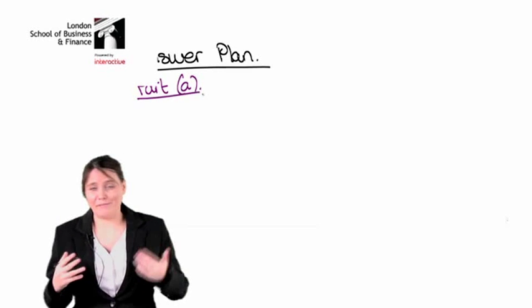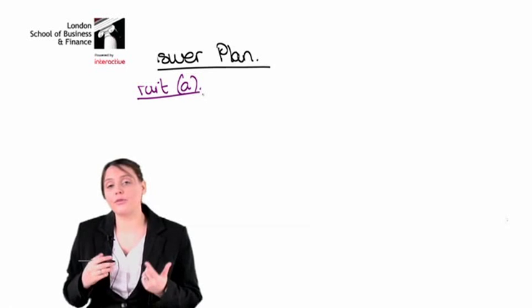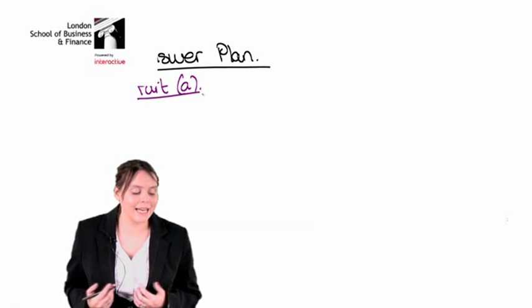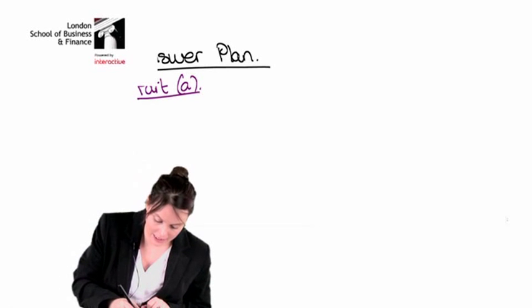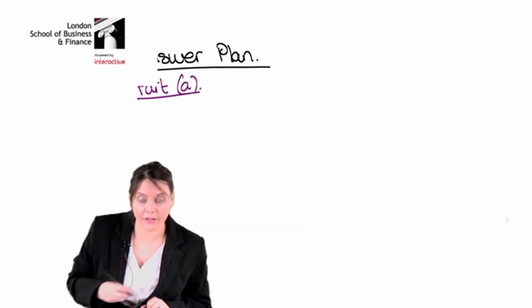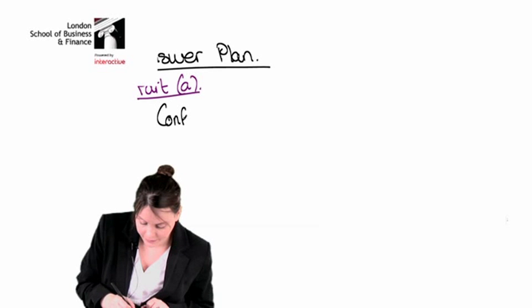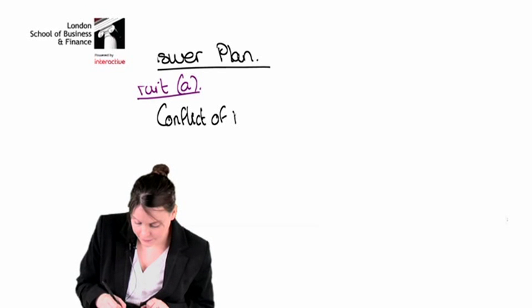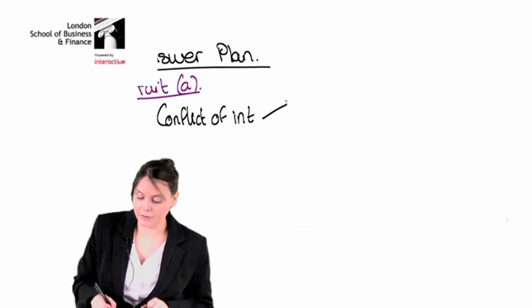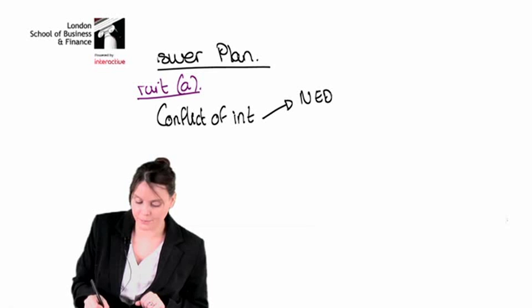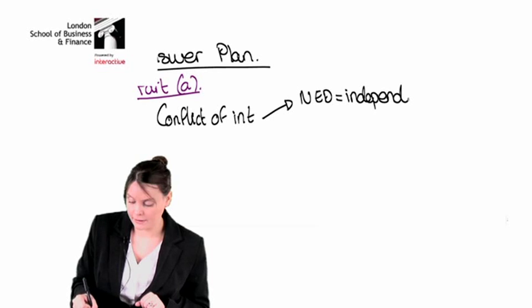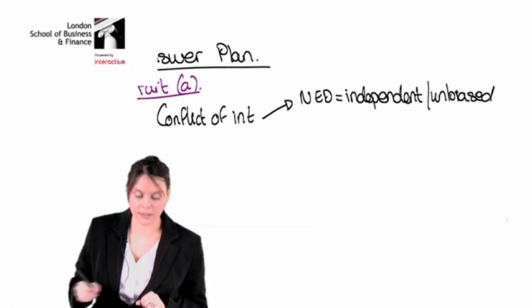Now in Part A, we've been through the requirements twice. The first thing we saw was that we had to explain the term conflict of interest. So we would just note down in our answer plan, okay, we know what a conflict of interest is. In relation to non-executive directors, of course, we know that NEDs should be independent, or unbiased in their opinions.